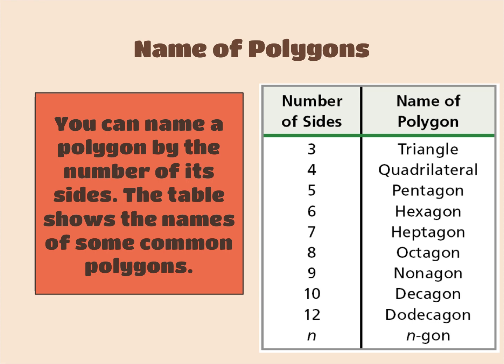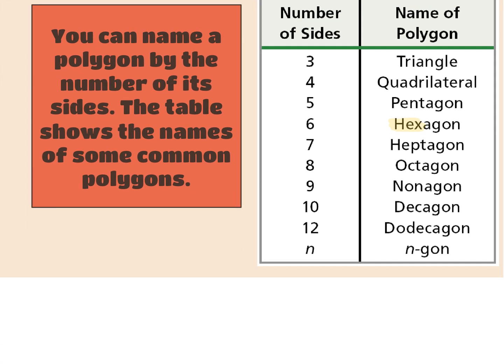Hexagon is 6. So you should know how to spell 6, and it kind of has the X there for 6. 7 is heptagon. 8, think of an octopus, octagon. 9, nonagon. 10, decagon. 12, dodecagon. And anything larger than 12 is n-gon. So for example, if I were to say 14, that would be a 14-gon. And that's all you have to write, just like that.